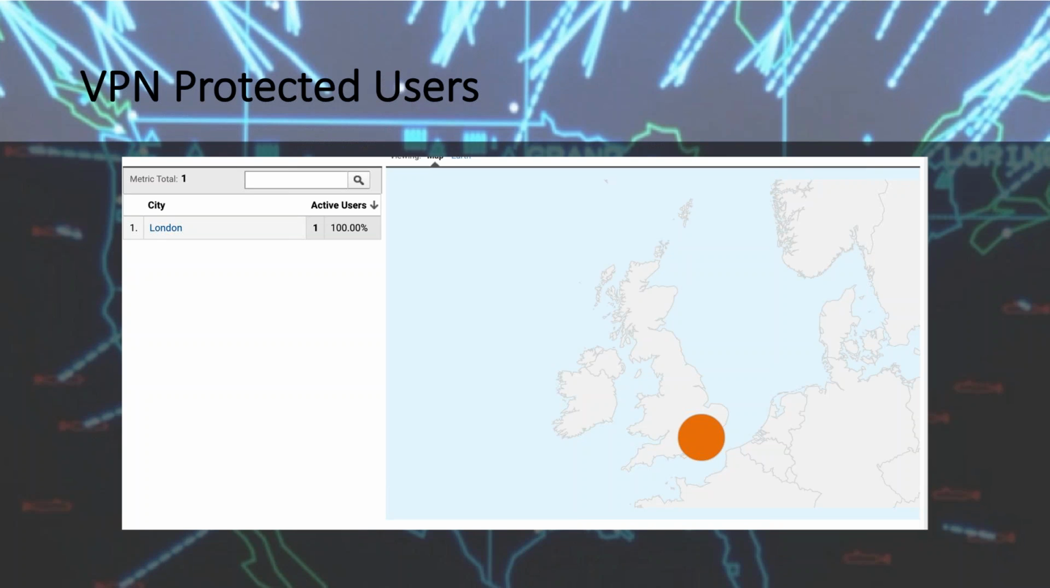And I, as the website admin, have no clue that someone's using a VPN connection. To the site admin, they're like, wow, someone's logging in from London. And that's what they see, and that's how you can be more secure and private.